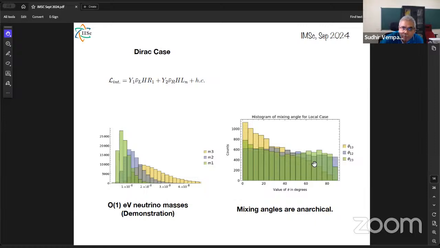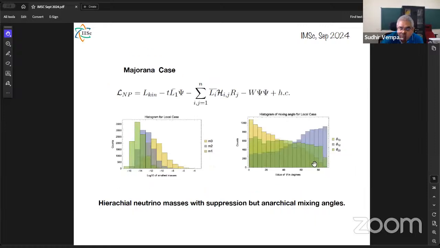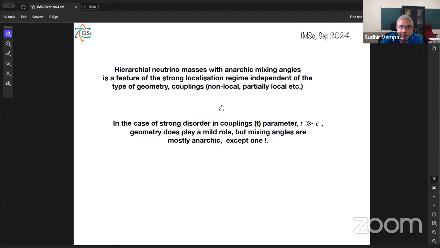But you can do much more. This is the same, this is for the Majorana masses. You have the Lagrangian in this particular fashion. You add a Majorana mass term here, essentially. I'll come to the Majorana masses if I have time.